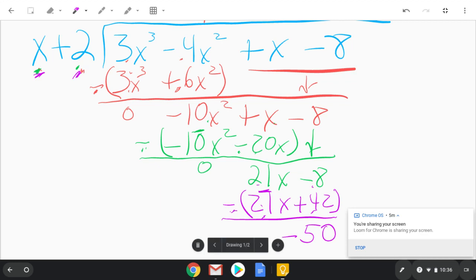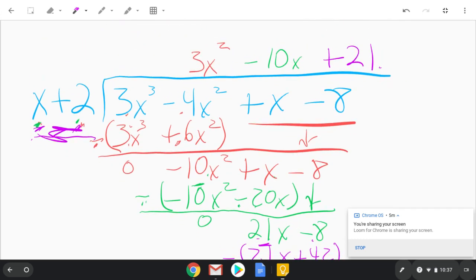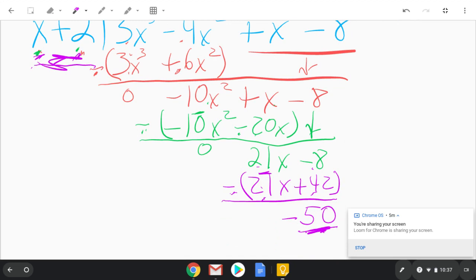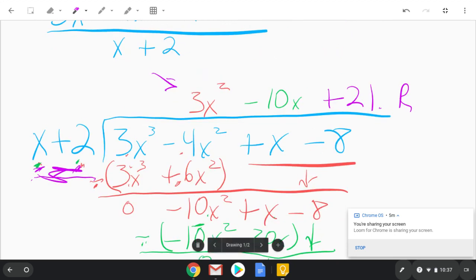Now, here's where we stop. And the reason we know to stop here is because the degree of negative 50 is lower than the degree of our divisor. Remember, this has a degree 0 and this has a degree 1. So our final answer would be 3x squared minus 10x plus 21 with a remainder of negative 50. So remainder negative 50. All right.